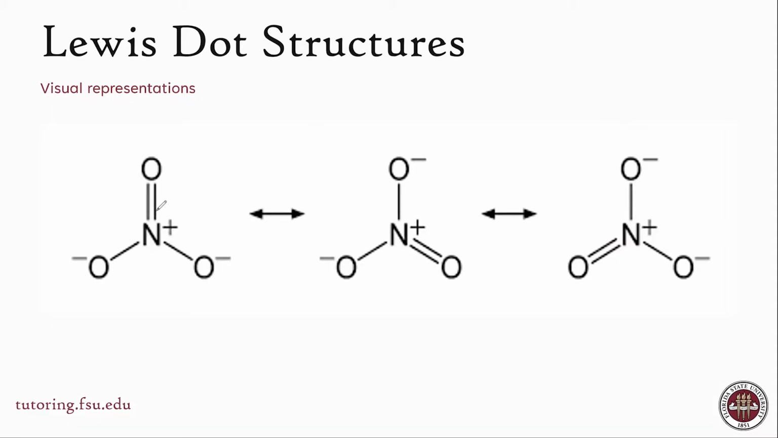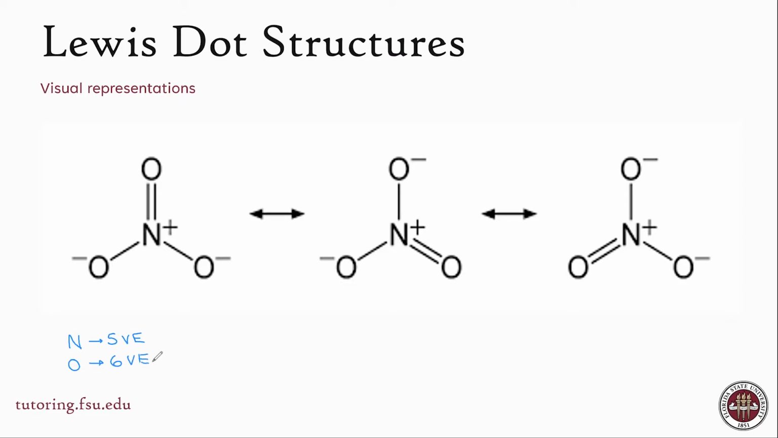So in this structure, we can have multiple options of where to put the double bond. As you can see, we have 2 single bonded oxygens to our central nitrogen and 1 double bonded oxygen. However, since it's 3 oxygens, we never actually know where the double bond is. But it doesn't matter because all of these representations are technically the same. So we know that nitrogen has 5 valence electrons and oxygen has 6 valence electrons.